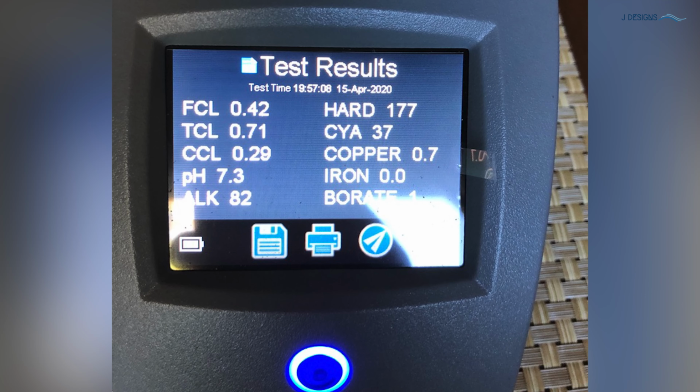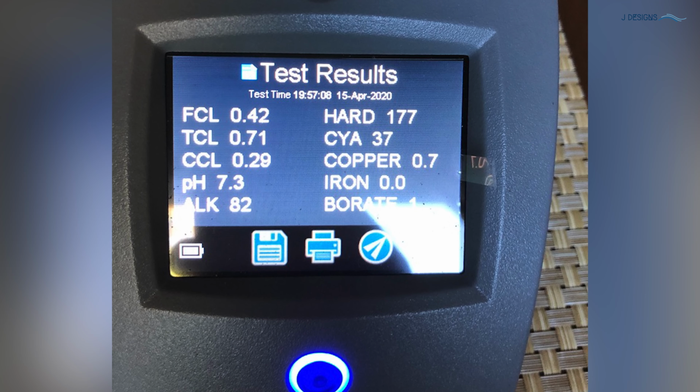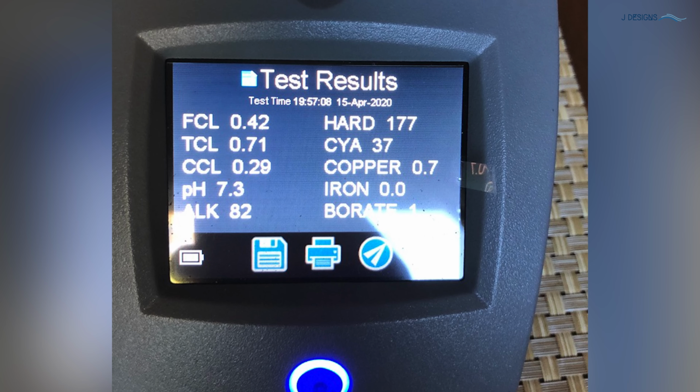Skipping enzyme usage, which helps eliminate biofilm and body oils. Not monitoring calcium levels, which can speed up surface wear. For salt pools, high salt concentrations can damage the equipment and pool structure.